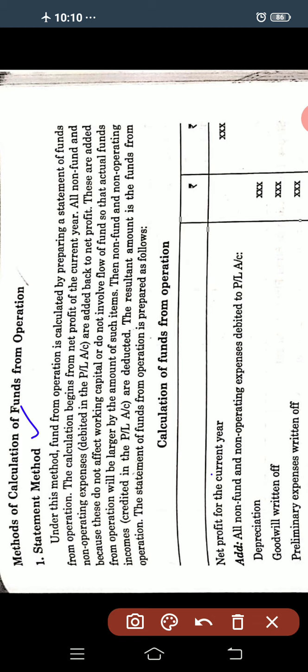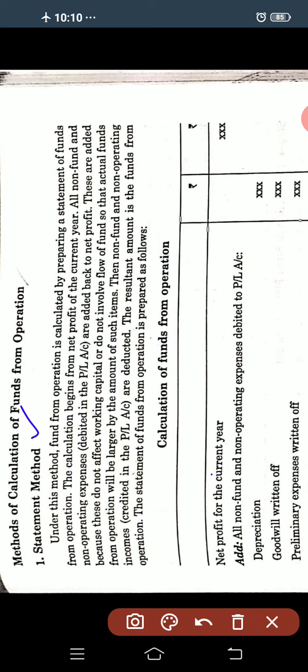The items that are debited to profit and loss account will not affect the working capital, or do not involve the flow of fund. So that's why we will record this in order to calculate the fund from operations. So it will enlarge the amount.